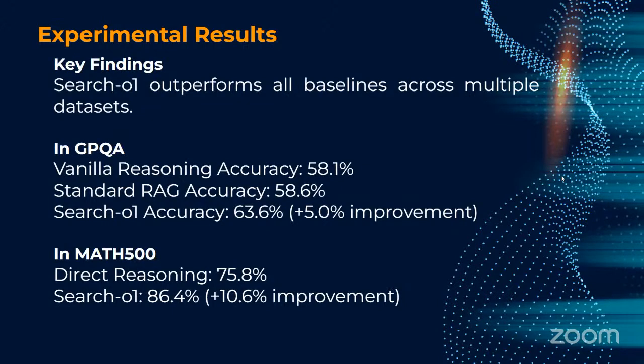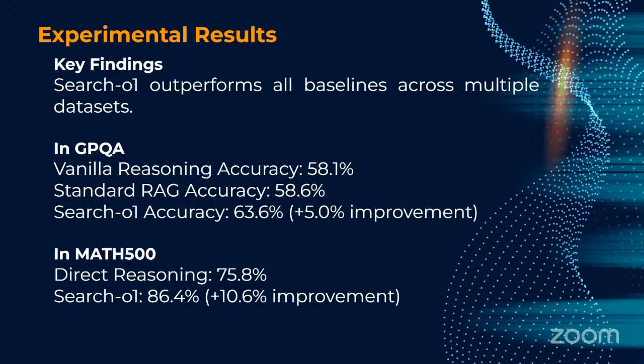Next, let's go to the next page. So for our experimental results, as I mentioned earlier, Search-o1 outperforms all baselines across multiple datasets. Especially in GPQA science questions, we had a 5% accuracy improvement. In the math problem reasoning, we had a 10.6% improvement. In the standard RAG, accuracy was around 58.6%, and for Search-o1, our accuracy was 63.6%, which was a 5.0% improvement.